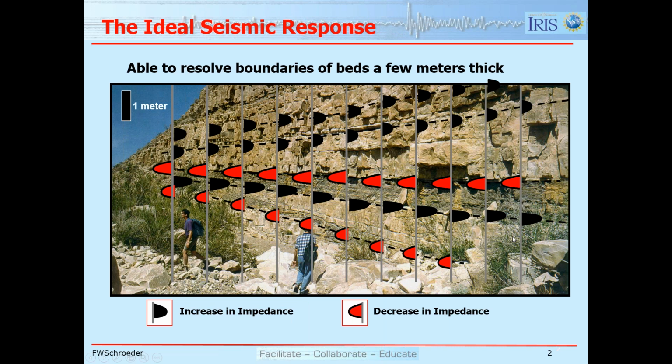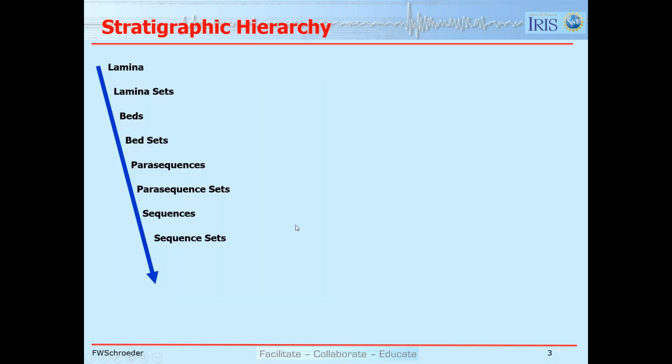So the ideal seismic response is one that would allow us to resolve beds that are only a few meters thick. There's an outcrop photo here from West Texas. You can see two people for scale, and you can see the layering in the rocks. And if we had ideal seismic, we'd be able to see reflections associated with the boundaries between the different rock units. There's a 1 meter scale bar on the upper left. And so the individual blacks, which are increases in impedance, or the reds, the decreases in impedance, are such that we're able to see the tops and bases of some of these bedding units. But unfortunately, we don't have the ideal world.